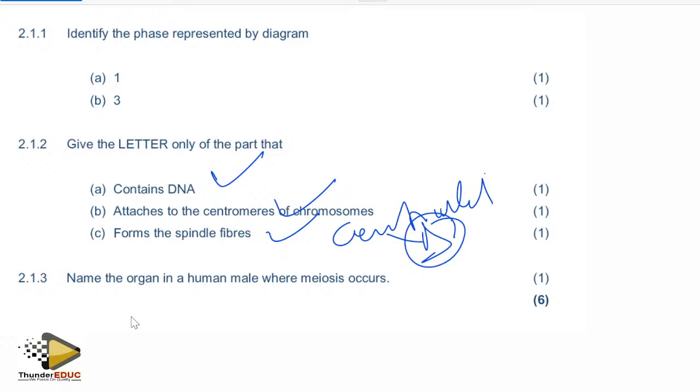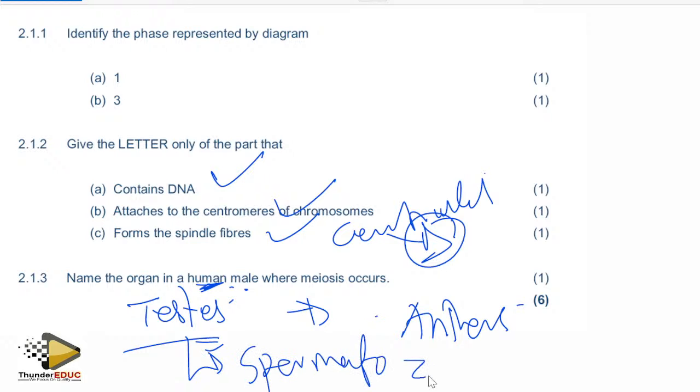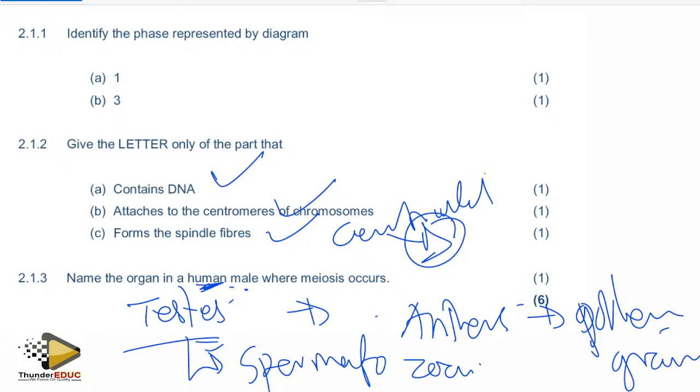Name the organ in humans where meiosis occurs. In humans, it is the testes. Therefore, if they ask you in plants, but male, then it would have been anthers. What do the testes produce? They produce spermatozoa. And what do anthers produce? They produce pollen grain.